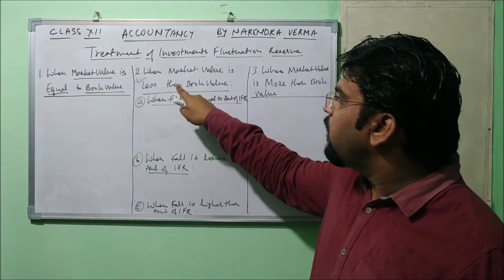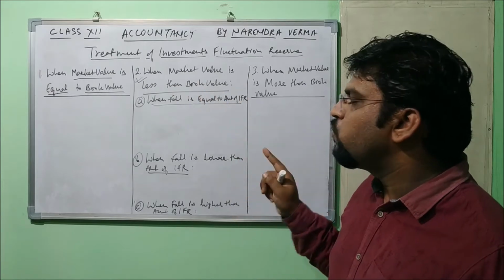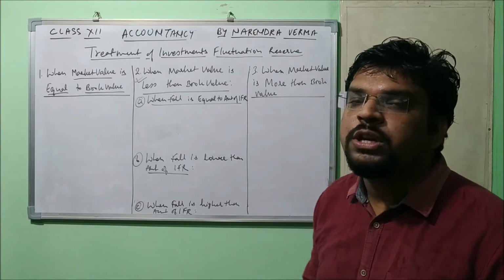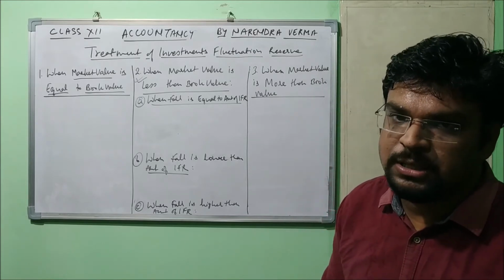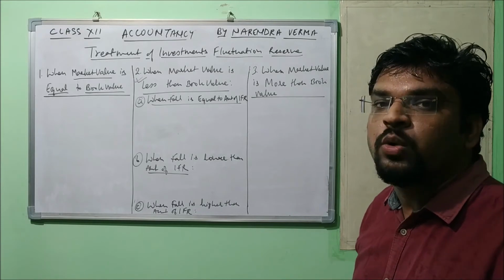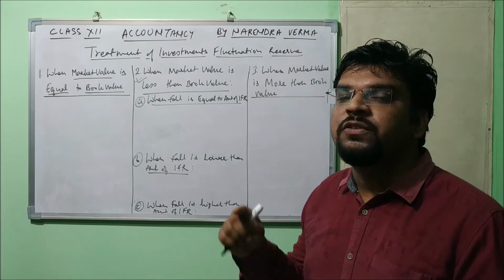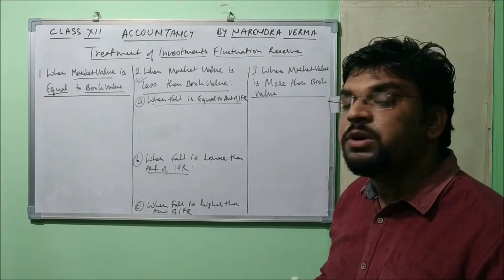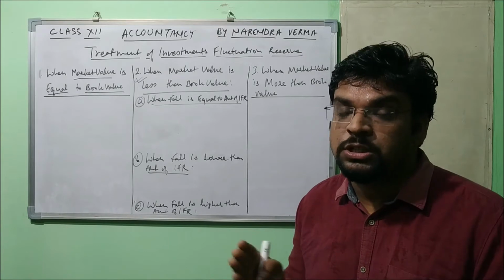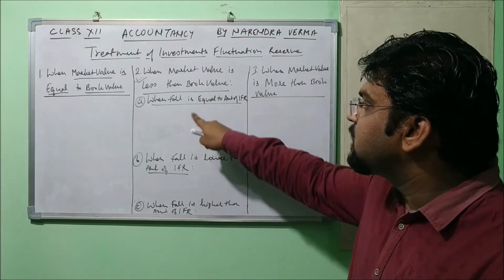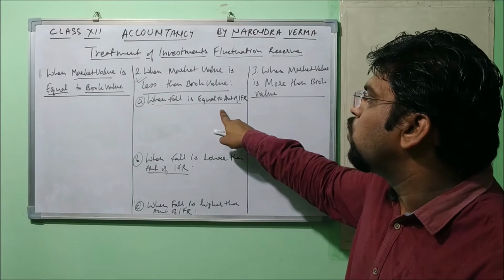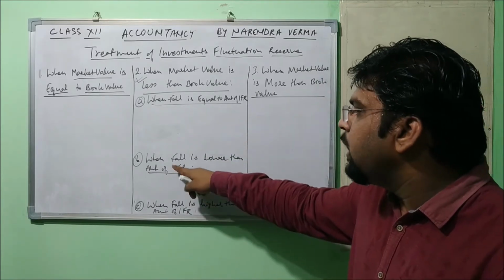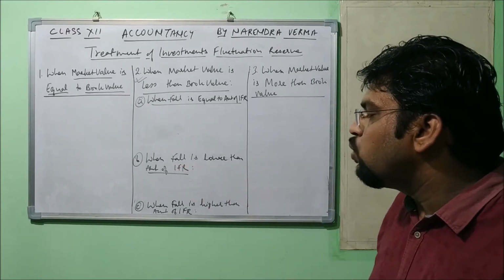Okay, if the market value is less than the book value, say for example book value is 1 lakh and the market value is 80,000, right? Now we need to see that 20,000 difference is there. Now against this 20,000, how much amount of investment fluctuation reserve we have maintained? If we have maintained the investment fluctuation reserve of the same amount, which is a very rare possibility, then this comes under this category when fall is equal to amount of IFR. Understood? Another case, the high possibility when fall is lower than the amount of IFR.